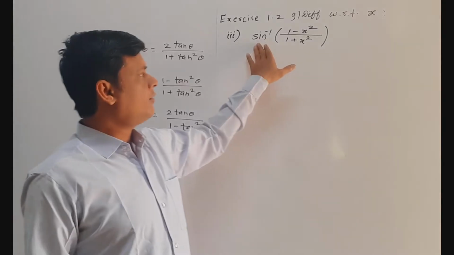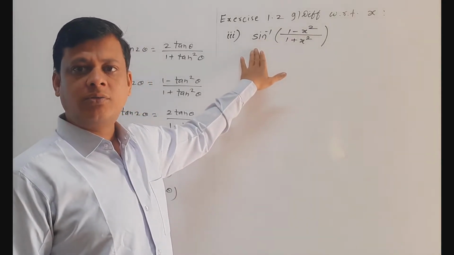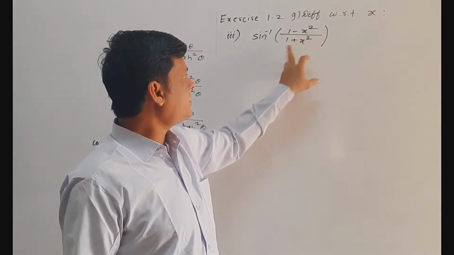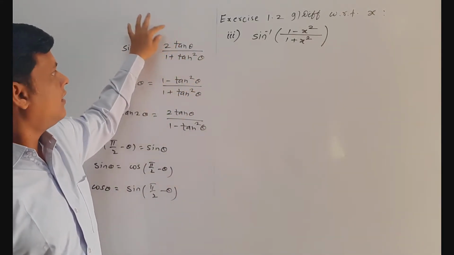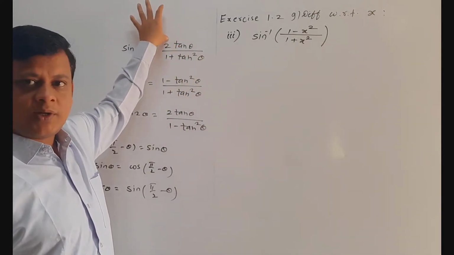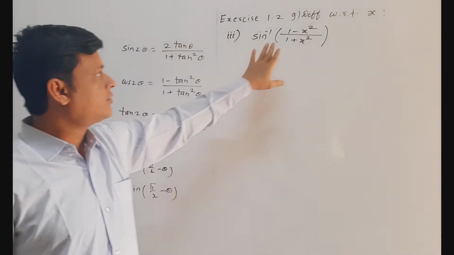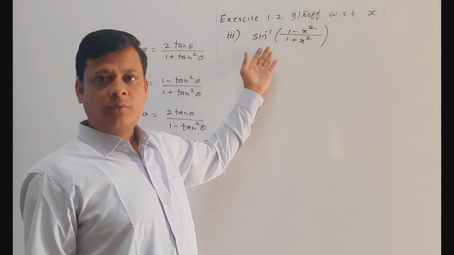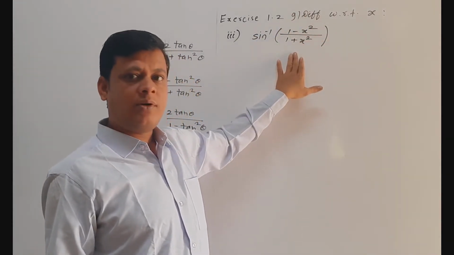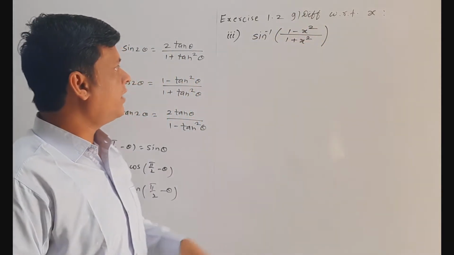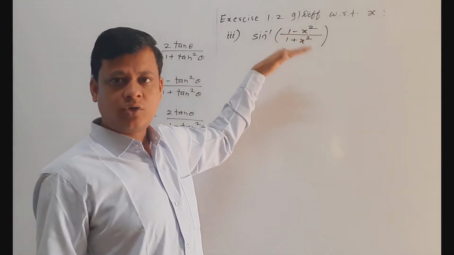So in place of sin inverse there may be cos inverse. In place of this 1 minus x square upon 1 plus x square, there may be the value 2x upon 1 plus x square. That time you have to reduce that sign in terms of cos. Here we replace this bracket in terms of sin. So first we get this bracket in terms of cos.